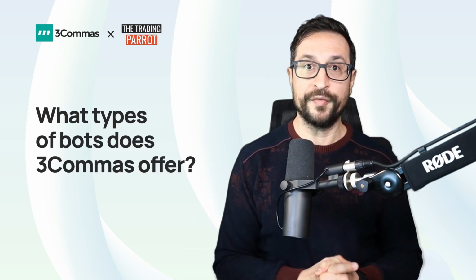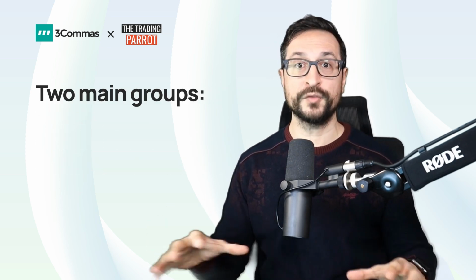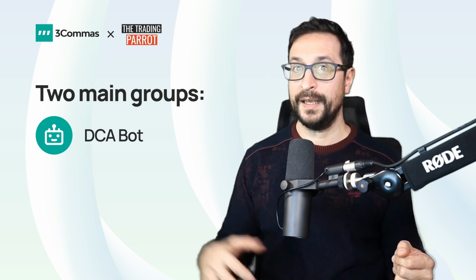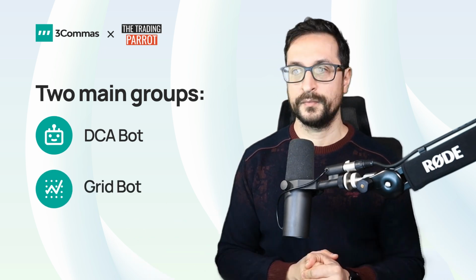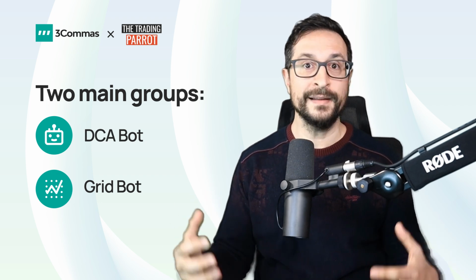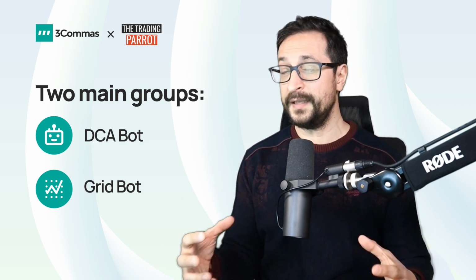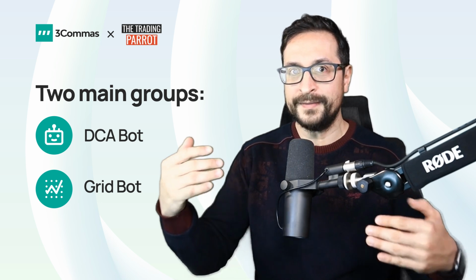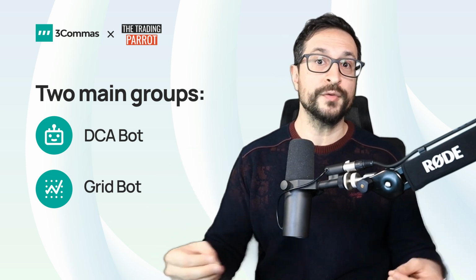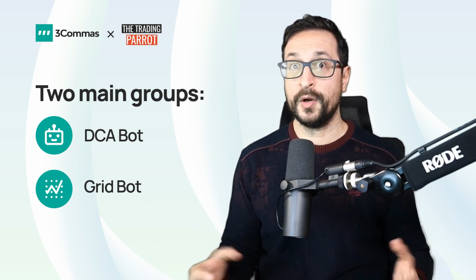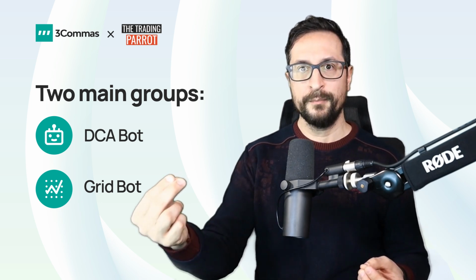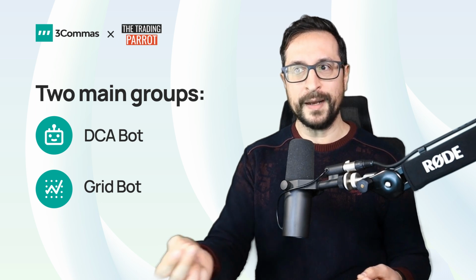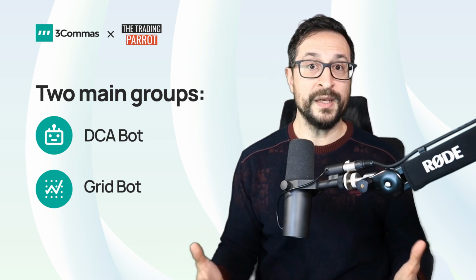Question number 2. What type of bots does Frecomomas have to offer? There are two main types of bots on Frecomomas, the DCA bot and the grid bots. DCA bot stands for dollar cost averaging, also known as a martingale strategy. The intention of a DCA bot is, once it has entered a deal, if the price goes against you, for example, you are on a bot taking long trades and you take a deal at $3, but the price continues the pullback to $2, causing you to be in a drawdown.